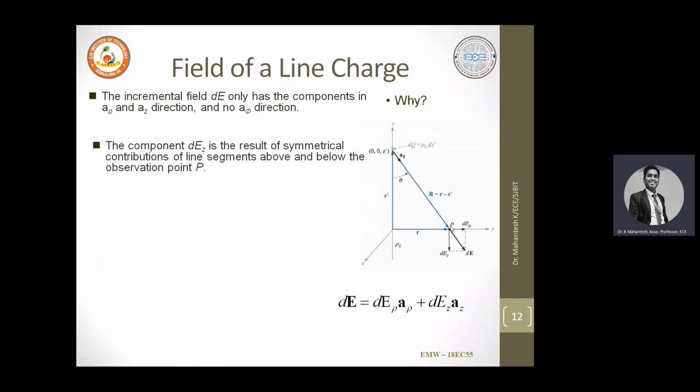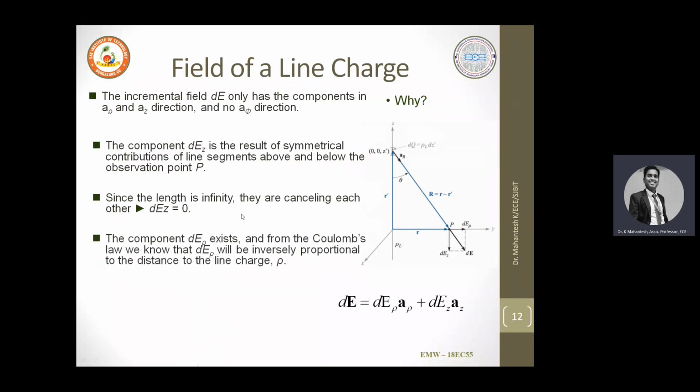The component dEz is the result of symmetrical contributions of line segments above and below the observation point P. Since the length is infinite, they cancel each other, so there is no Ez component in the direction of the z-axis. So the component dEz is equal to 0. Therefore, what is the remaining component? There exists only dE rho. And from Coulomb's law, we know that dE rho will be inversely proportional to the distance to the line charge rho.